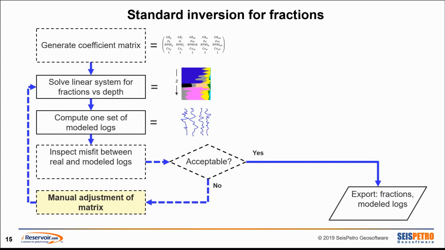Here is a reminder of how the standard multimineral analysis works for the inversion of fractions. Basically, we use one matrix at a time, and this matrix is modified manually in a trial and error fashion until the petrophysicist finds a good fit between measured and model data. And this fit comes from the inspection of the agreement between the two curves on the screen.